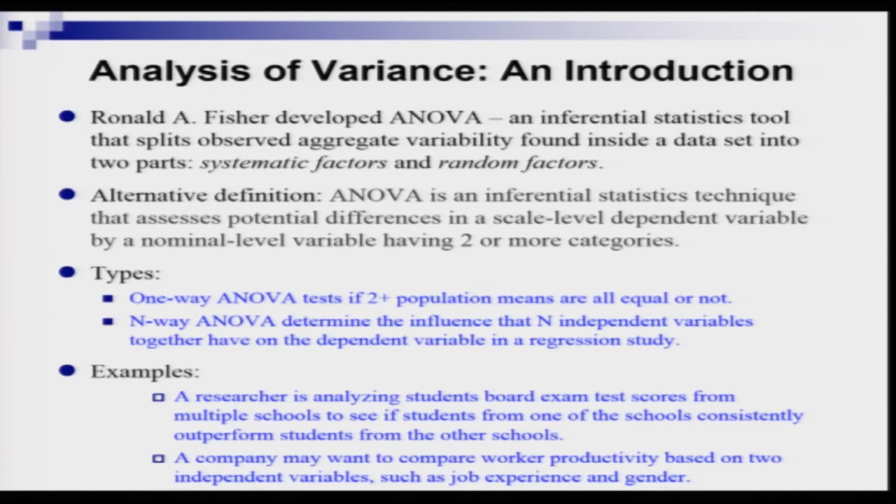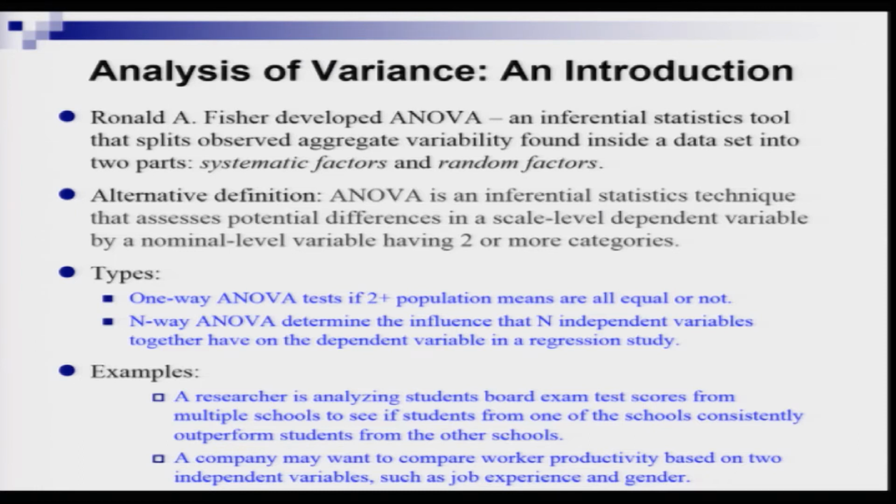ANOVA could be of two types. The first one is called one-way ANOVA, and that basically helps us to test when we encounter 2 plus population means, whether these population means are equal or not. And the second type is n-way ANOVA, and of course, you can guess that n-way means it is a general case. Here, ANOVA determines the influence that n independent variables together may have on the dependent variable in a regression study.